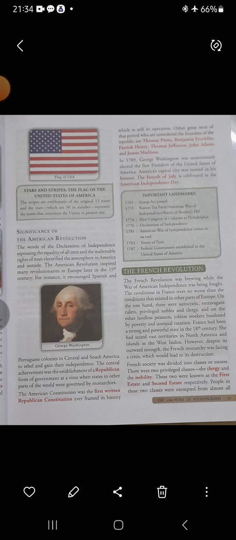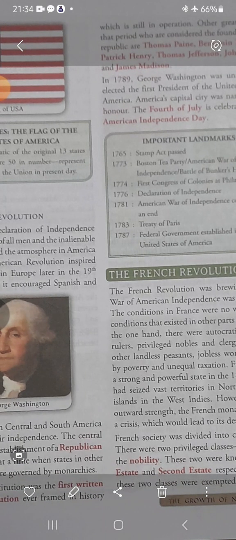The great founders were Thomas Paine, Benjamin Franklin, Patrick Henry, Thomas Jefferson, James Madison, and John Adams. And the 4th of July was celebrated as American Independence Day. So this is the story of American independence, which resulted from the American War of Independence.